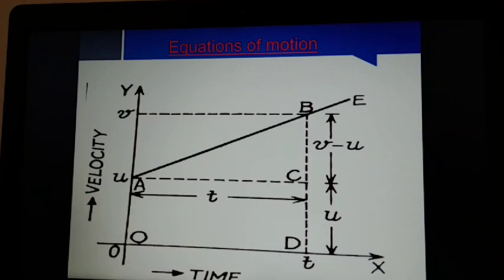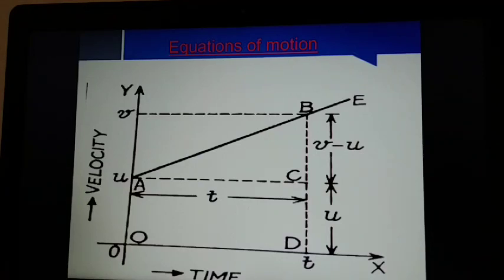So the area is equal to (OA plus DB) multiplied by OD, divided by 2. OA plus DB divided by 2 multiplied by OD, which is equal to half into (OA plus DB), that is U plus V, multiplied by OD. What is OD? OD is equal to T. So that will become half into (V plus U) multiplied by T. Is it clear from the diagram? Okay.